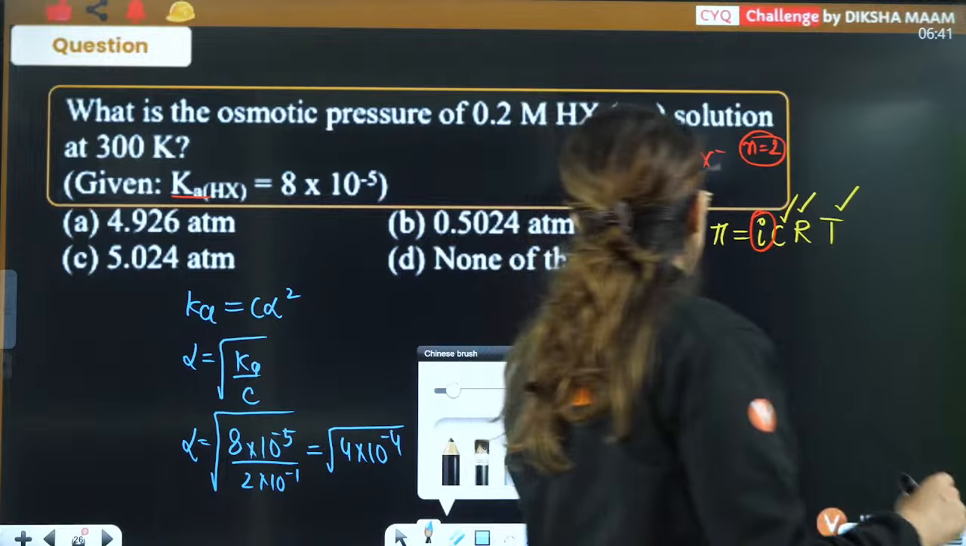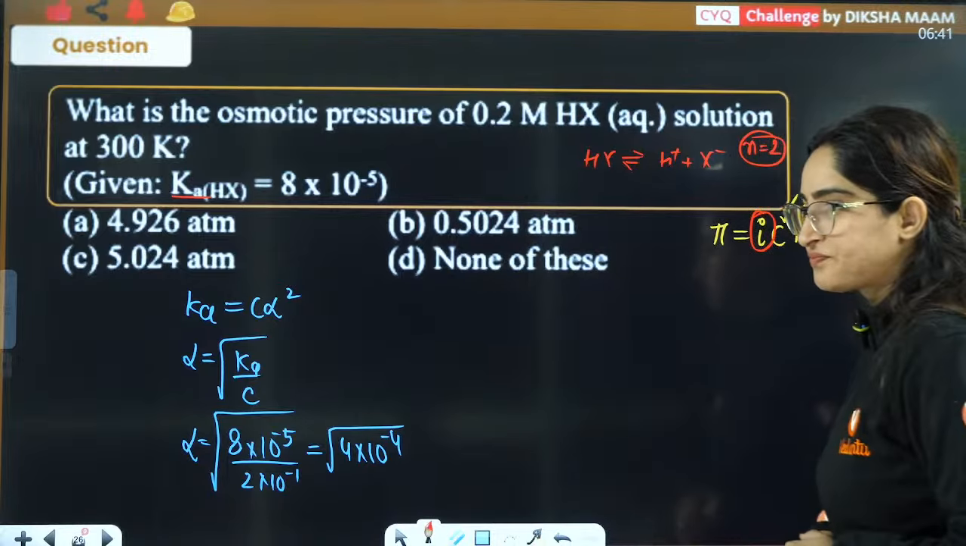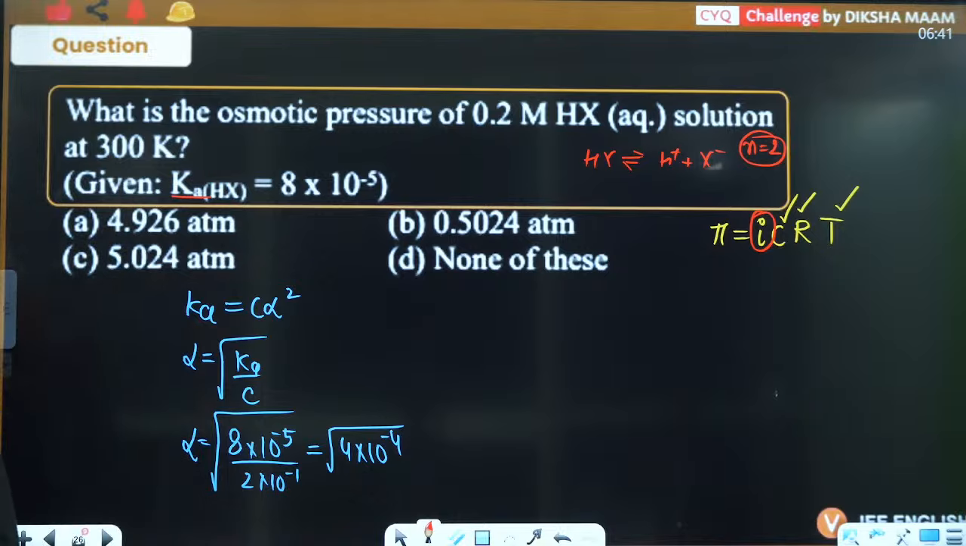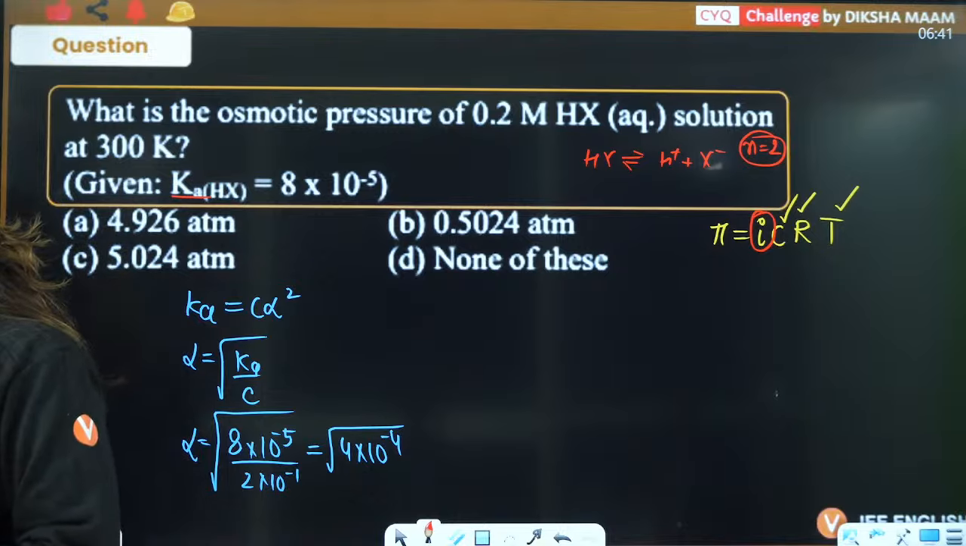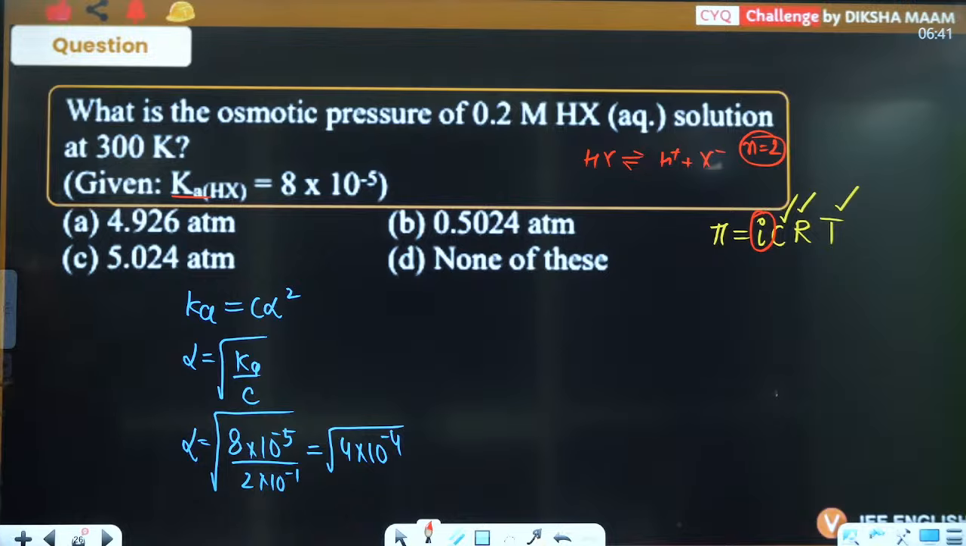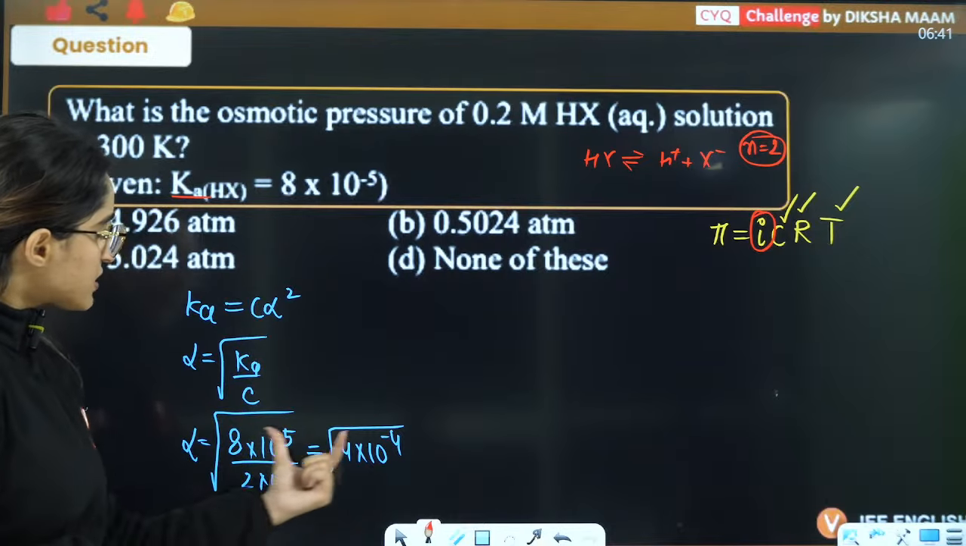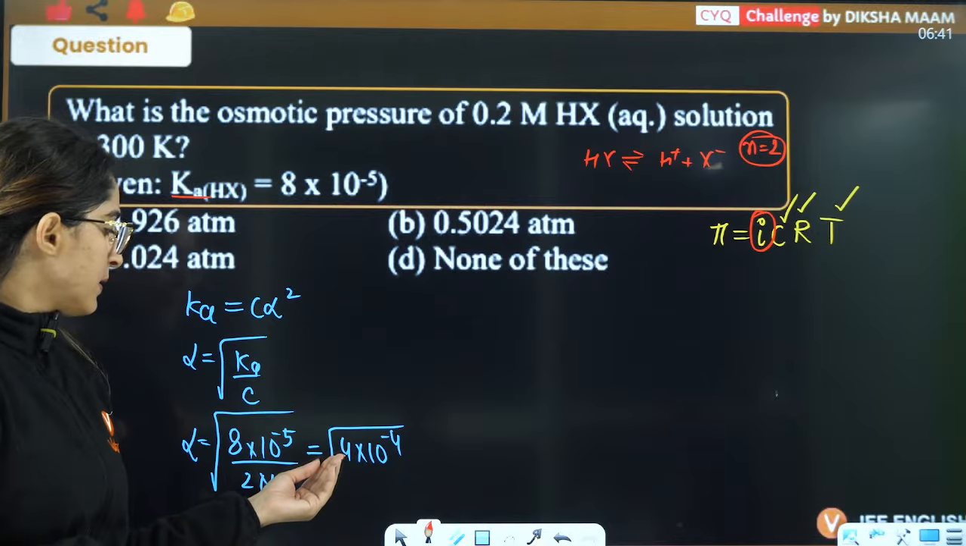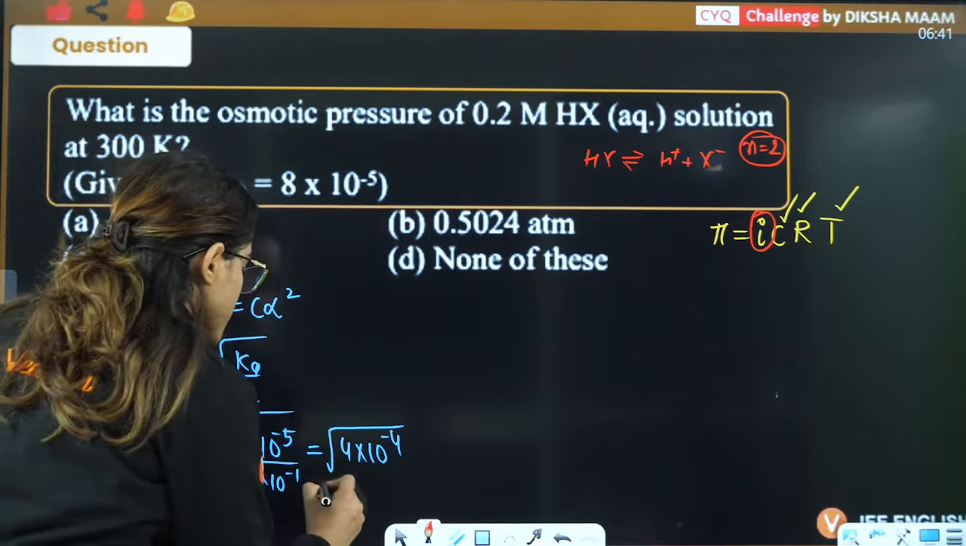Once you have calculated this part, guys, a student asks why acetone and this could not be separate. I'll tell you that, don't worry, just give me a second. Alpha is equal to the square root of 4 into 10 raised to power minus 4. That will become 2 into 10 raised to power minus 2.